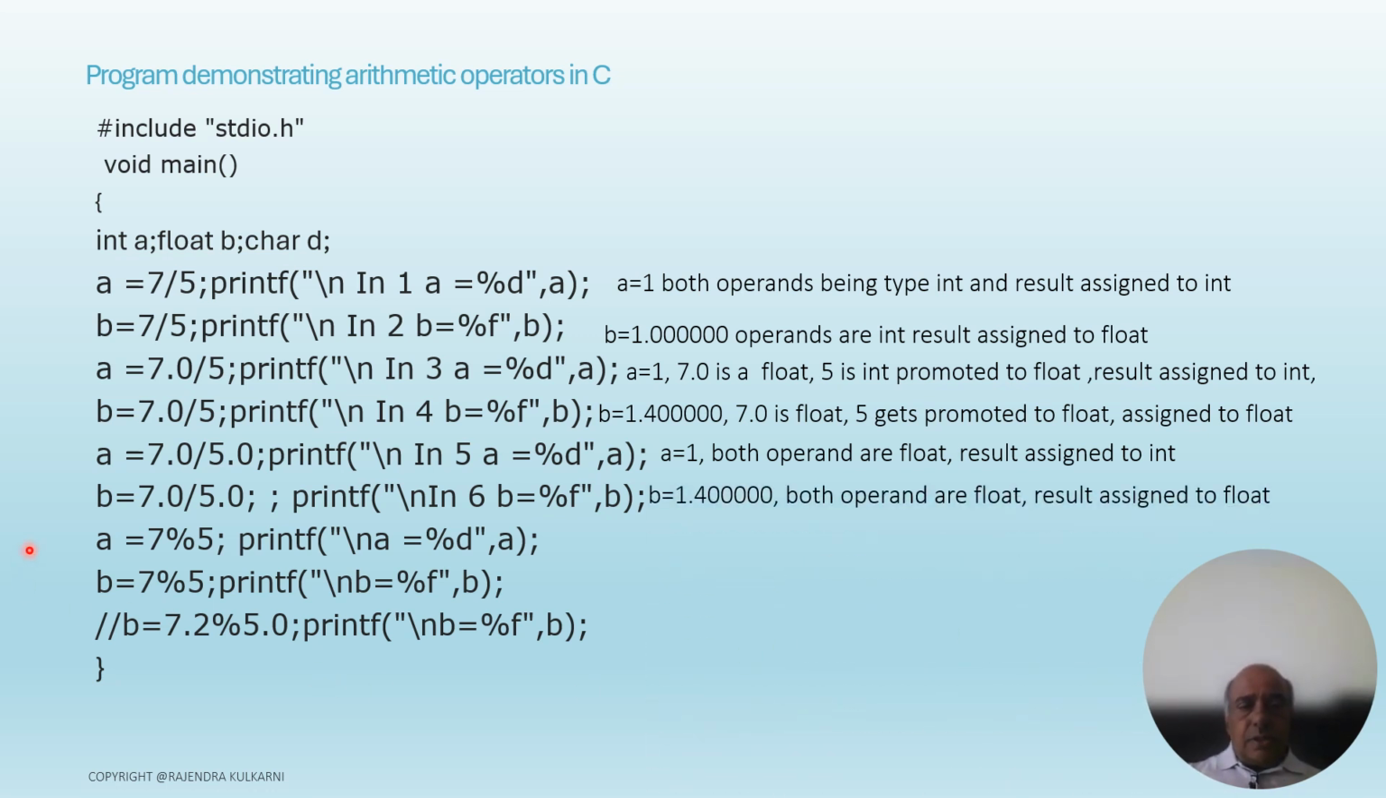Whereas in this expression 7.0 and 5.0 are both float, and the result of division of these two is assigned to a float variable. So b is equal to 1.400000 will be the output.